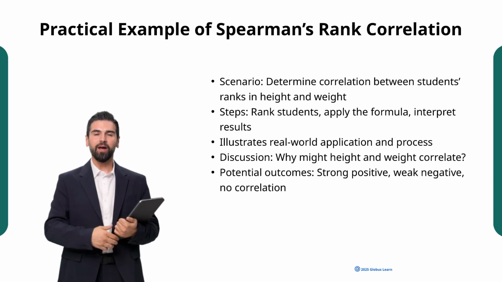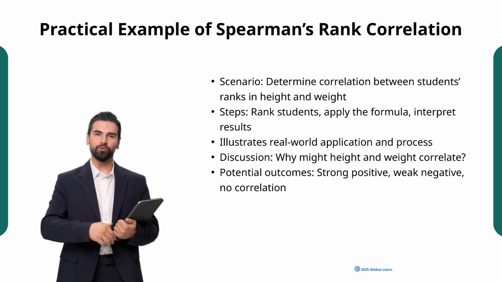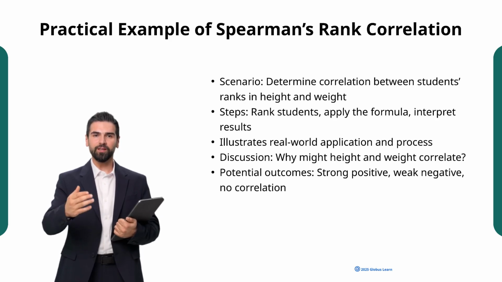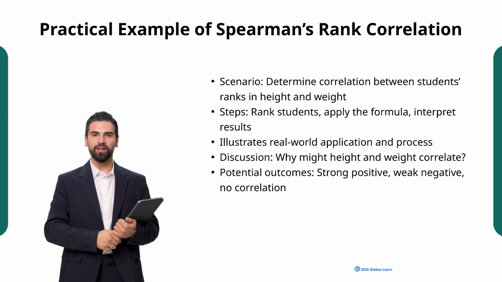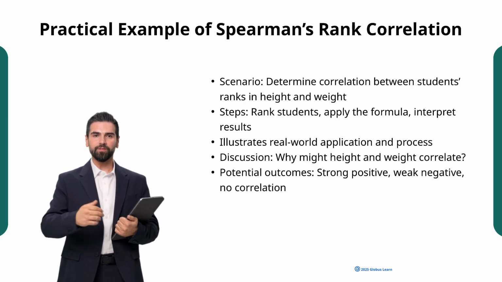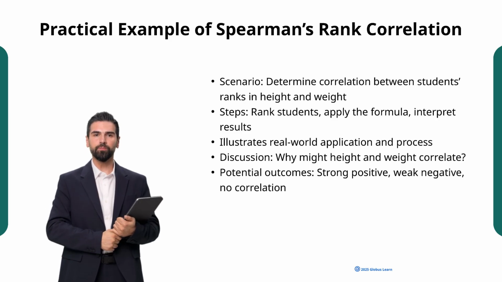Let's walk through a practical example to solidify our understanding of Spearman's rank correlation. Suppose we want to determine the correlation between students' ranks in height and weight. First, we would rank each student based on their height, giving each a unique rank. Next, we would do the same for their weights. Following this, we can apply the Spearman formula we reviewed earlier to compute the correlation coefficient.